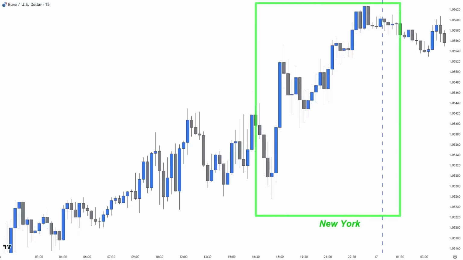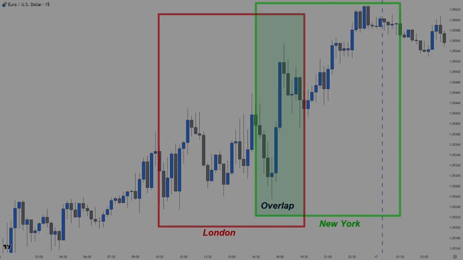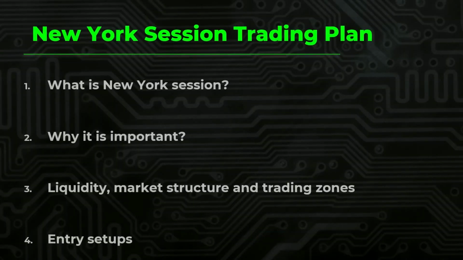The New York session is one of the most liquid trading sessions in the industry. New York and London overlap is considered the most liquid period of the day, where the biggest moves happen in the Forex market. Therefore, it interests many people to trade during this time, because we witness the market movements we want to see. Today, we're breaking down the New York trading session, what it is, why it matters, and how you can make smarter moves during this crucial time.